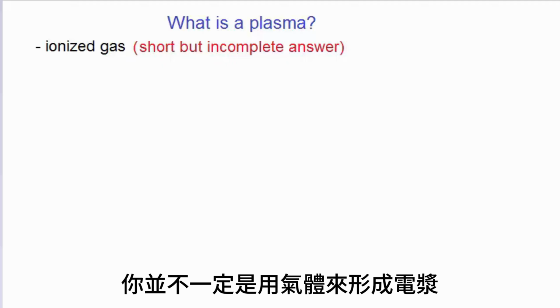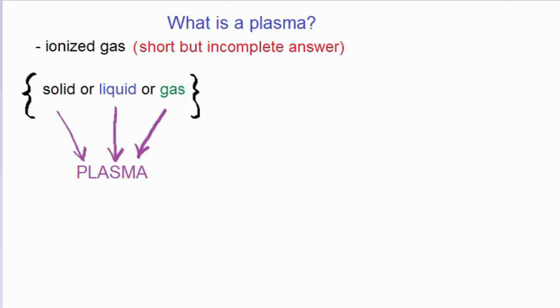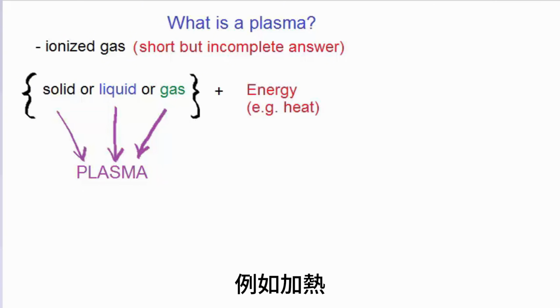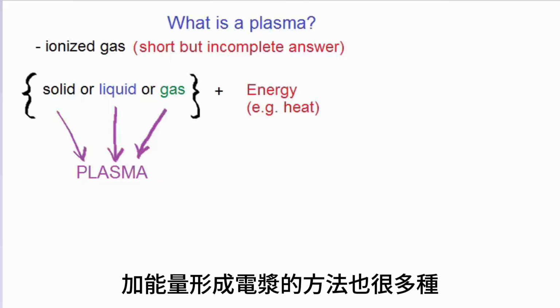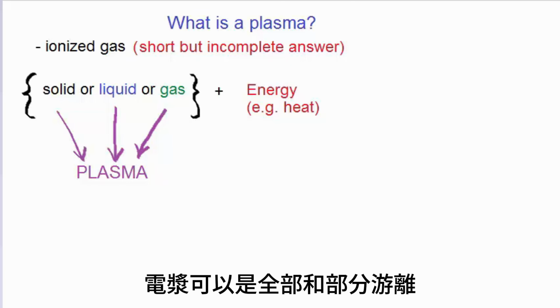But you don't just need a gas to form a plasma. You can form a plasma from all three states of matter: solids, liquids, or gases. You just need the right amount of energy added to a system, such as heat. But there are many ways to impart energy to these states of matter to form a plasma, as we'll see throughout this course. A plasma can be fully or partially ionized.